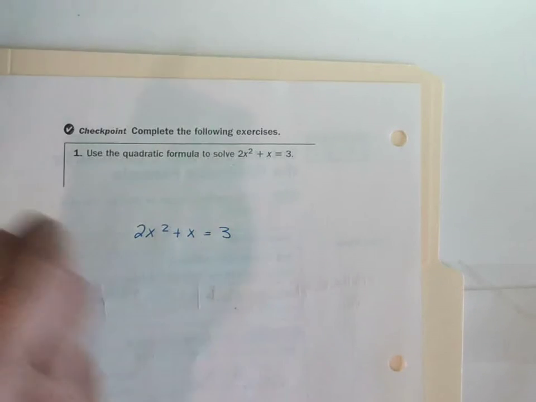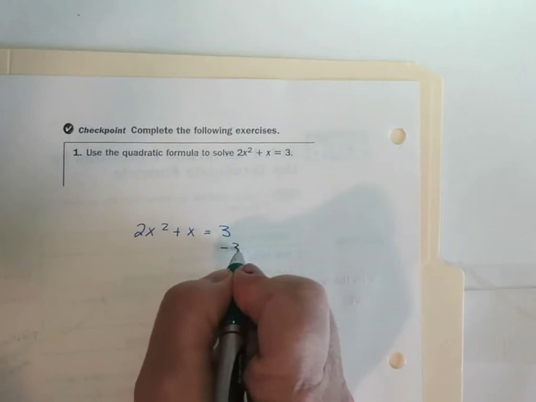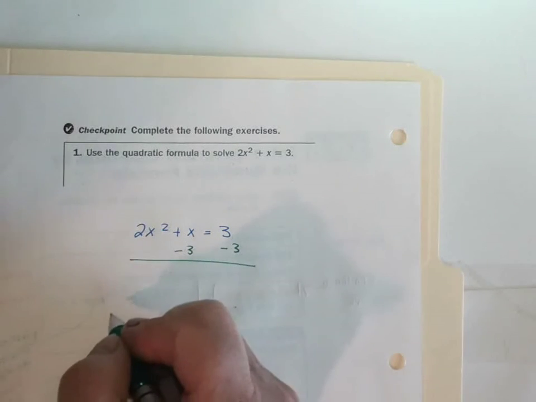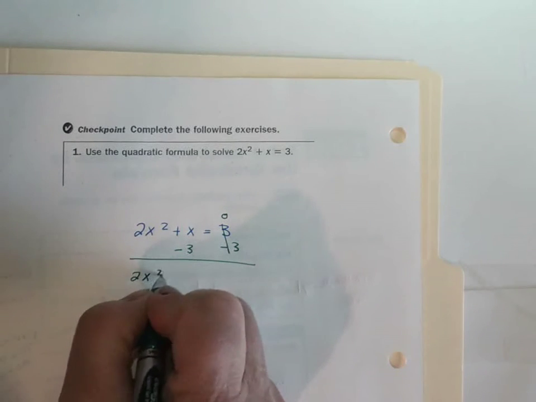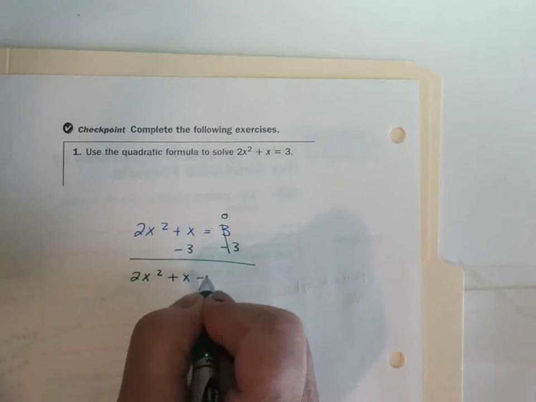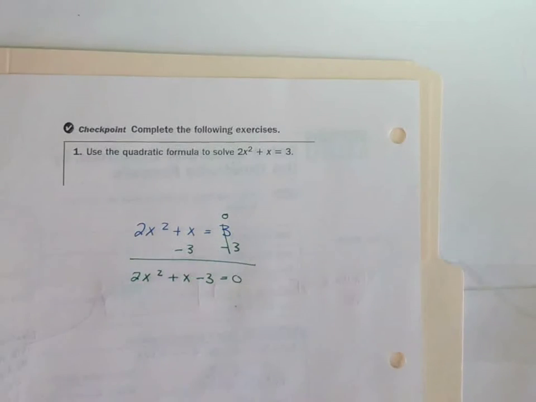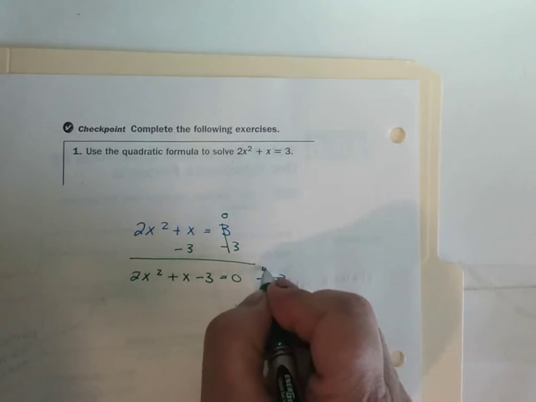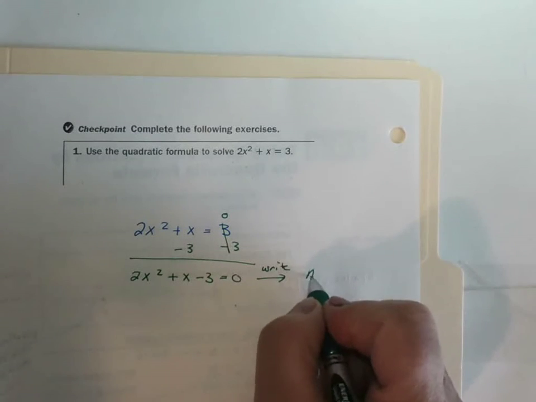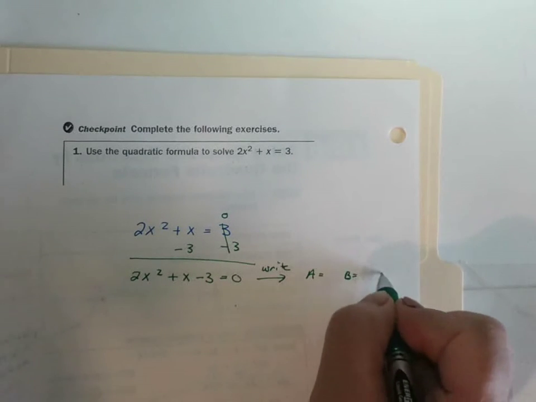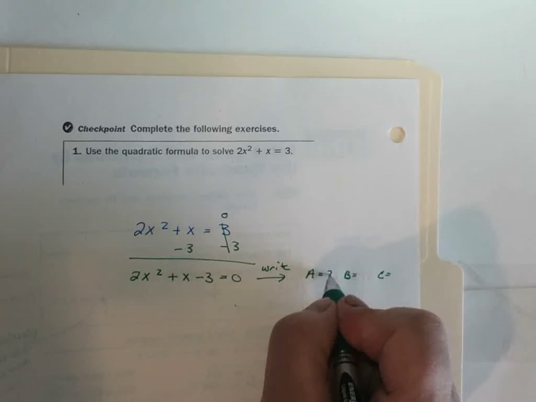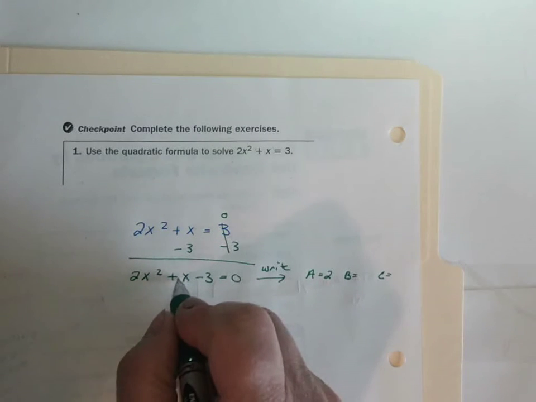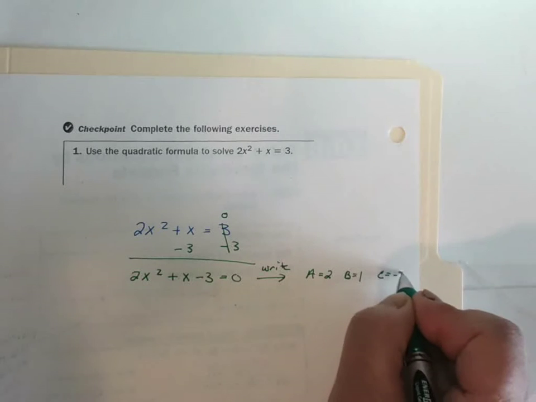And we need to get this in standard form. So we subtract 3 from both sides, and that's going to give us 0. So we have 2x squared plus x minus 3 is equal to 0. I want you to write A, B, and C. So in this case, A is 2, B, there's nothing there, so that's 1. And C is -3.